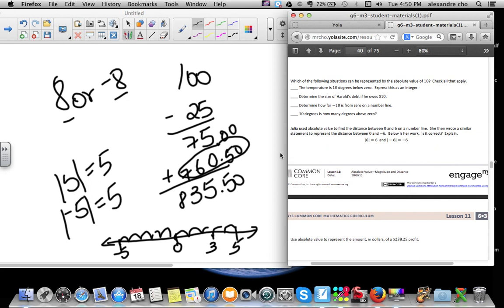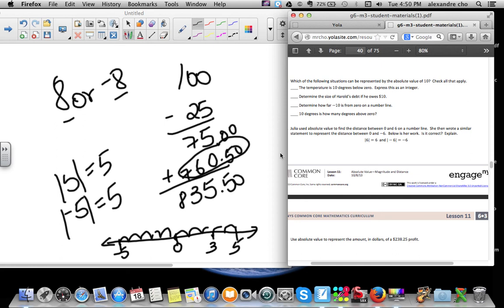Which of the following situations can be represented by the absolute value of 10? The temperature is 10 degrees below 0. Express this as an integer would be negative 10. Determine the size of Harold's debt if he owes $10. The size of his debt is $10. You can use the absolute value of 10 for that one.